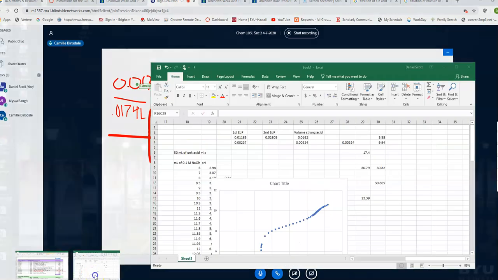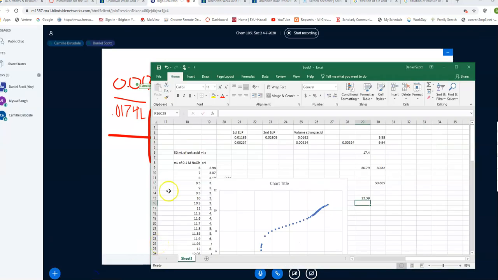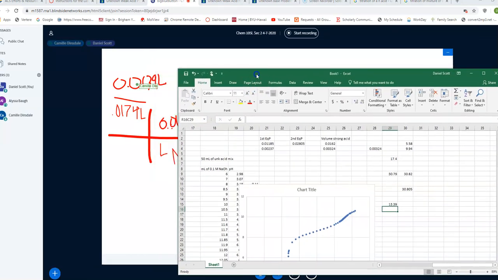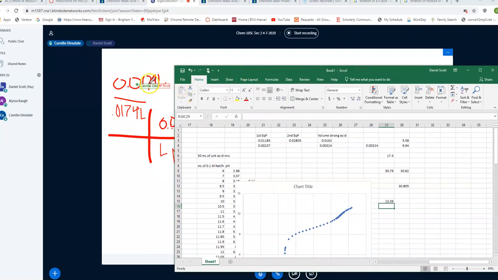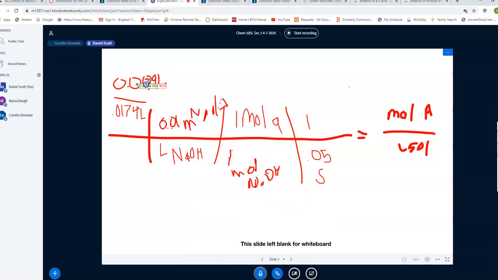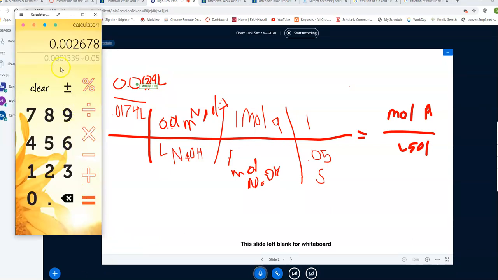And then this one's 1 to 1 too, right? Yeah. And then, would it still be 0.05? Yeah, because that's still the same volume. 0.01339, right? Is that what you got? Yes. All right. So 0.01339 times 0.01 divided by 0.05 is 0.002678. Okay.